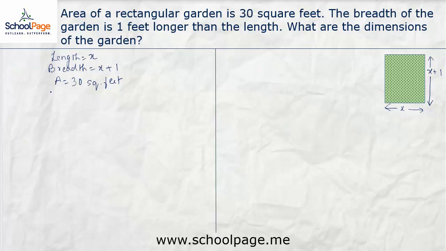Now the area of the rectangle is given by length into breadth, so we can write this equation as 30 equal to x into (x plus 1). Let us solve this further. 30 equal to x square plus x.